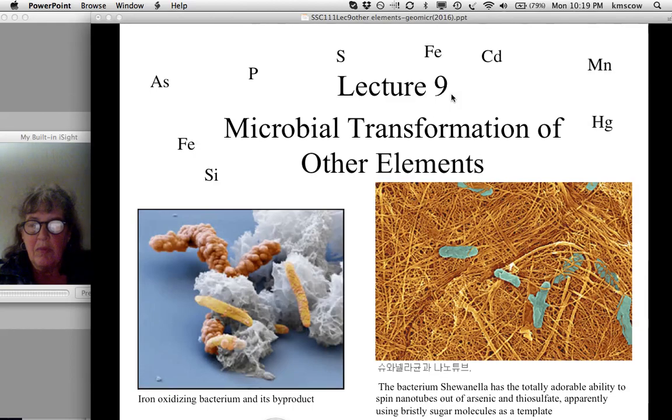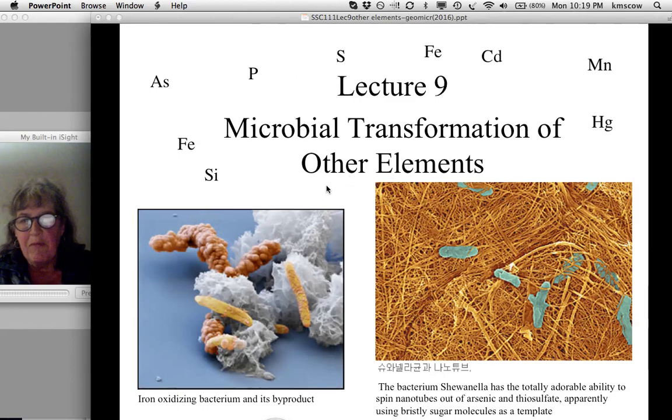We've had a strong focus on carbon and nitrogen, and then we talked about pollutants, a variety of different organic compounds, but there's a whole lot of other stuff going on out there, and I have on this cover slide of the lecture this variety of different elements that microbes also have interactions with in different ways.